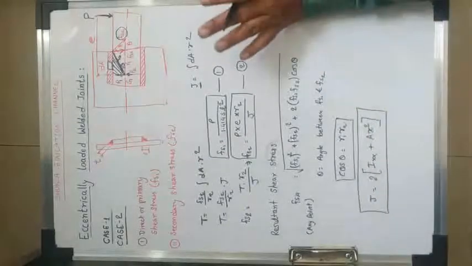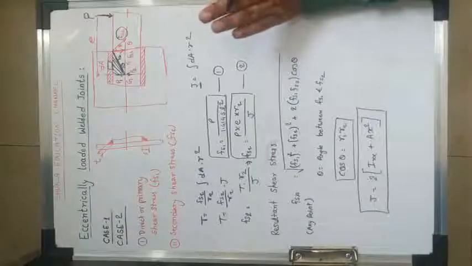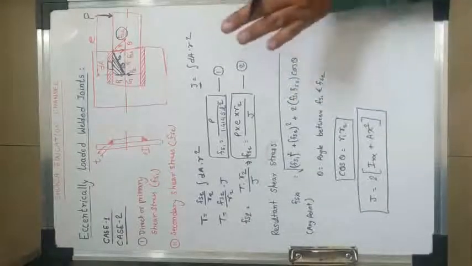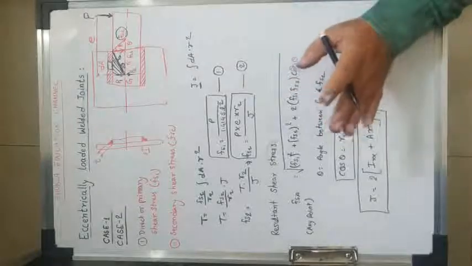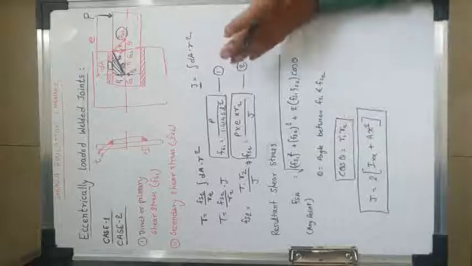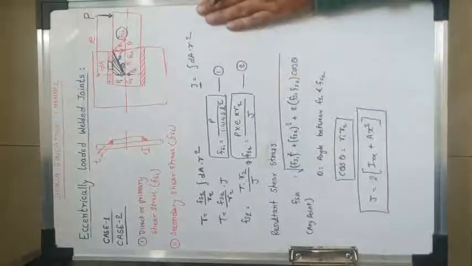So we have seen eccentric loaded welding joint, case 1, case 2. This is the last topic of welding joints, so we have covered all points. Now you can solve the equations, you can solve the problems. If any problem, you can give comments. Thank you.